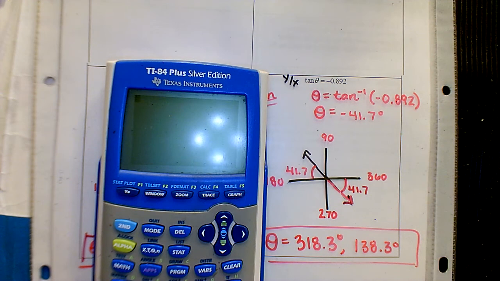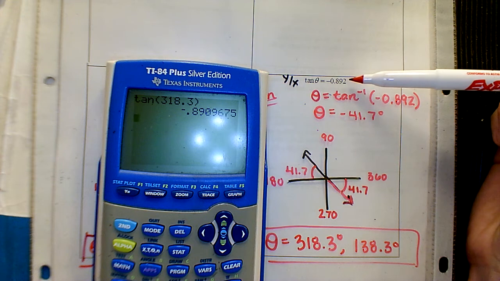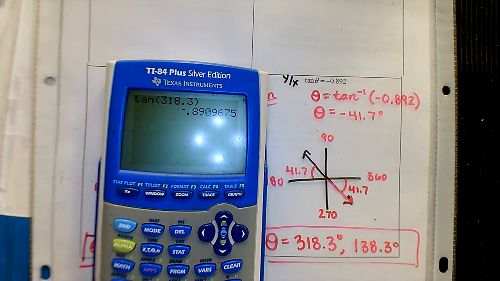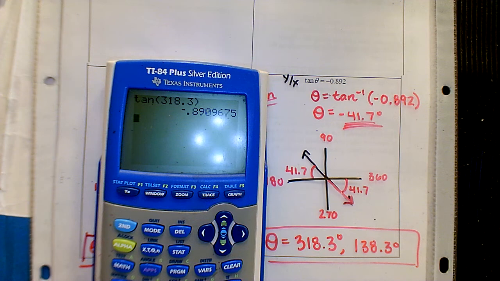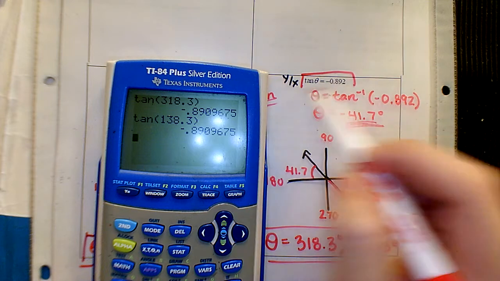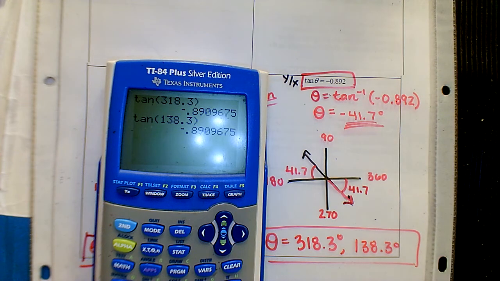We'll type in tangent of 318.3. We get negative 0.891. Okay, that's really close to the exact number we started with. We're off just a little bit because we rounded that 41.7, but I'd say we're really close. If we type in the one that we had to find, 138.3, notice how we get the same thing. Okay, so we found both angle measurements that would satisfy this trig function, or trig equation.